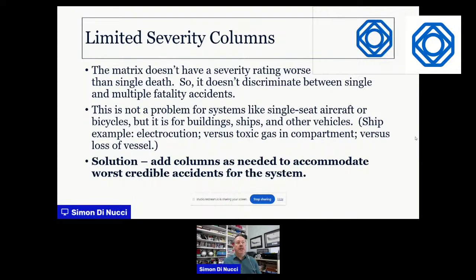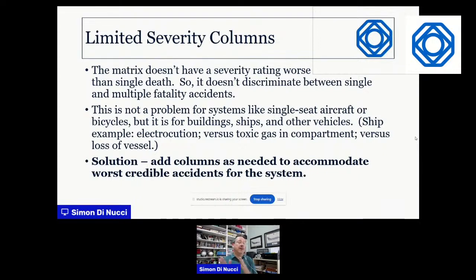Now, another one: the 882 matrix, the worst accident it's got is single death. So it doesn't discriminate between an accident that kills one person or more than one person. Now, that's not necessarily a problem. If you're in a single seat aircraft or you're riding a bike, you're very likely to only kill one person. But for pretty much everything else, buildings, ships, other vehicles, submarines, whatever, when there's more than one person exposed, that's not a very helpful matrix.